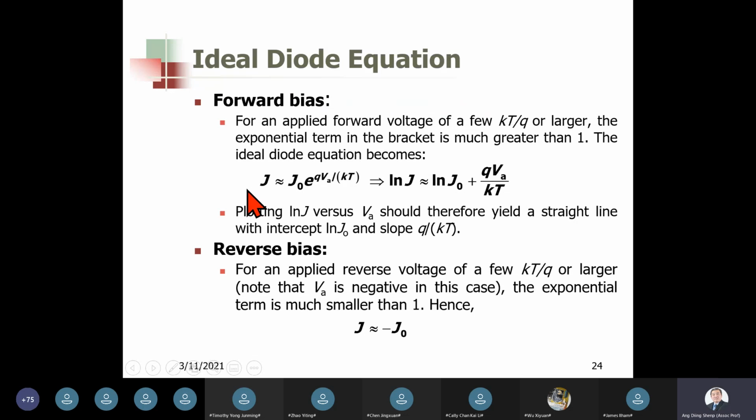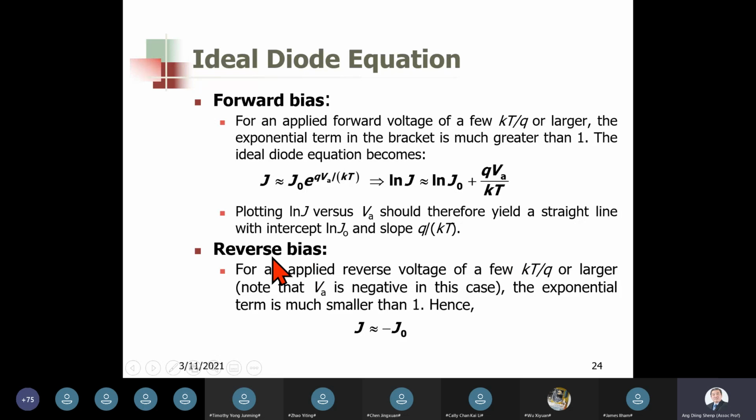All right. Some more comments on forward and reverse bias. Under forward bias, VA is positive and is typically much larger than kT over q, at least 10 times or more, to turn on the PN junction. The exponential term in the bracket is much greater than 1, and the 1 can therefore be neglected. Doing so allows us to linearize this equation by taking the natural log on both sides. And you can see that this is a linear equation. If I plot natural log of J versus VA, you should get a straight line whose slope is q over kT.